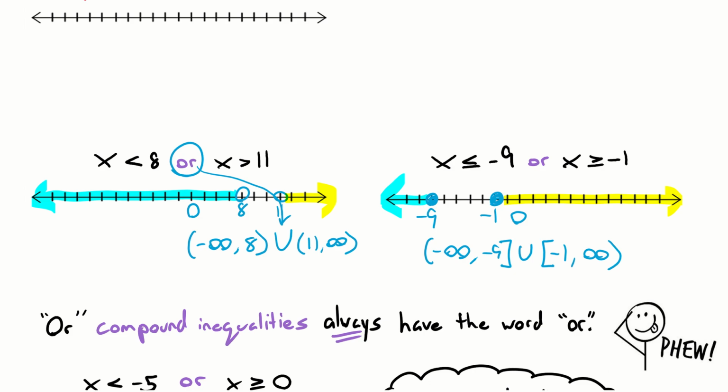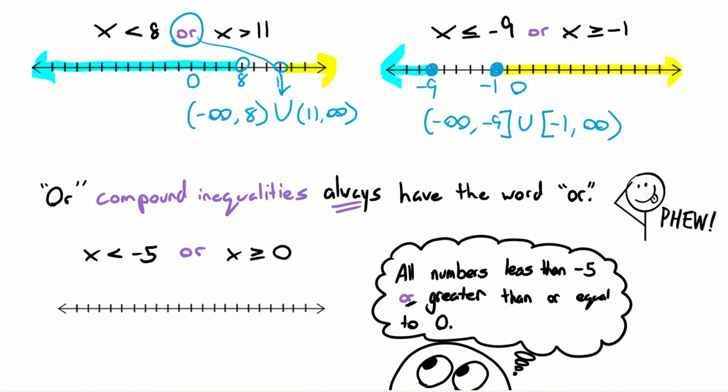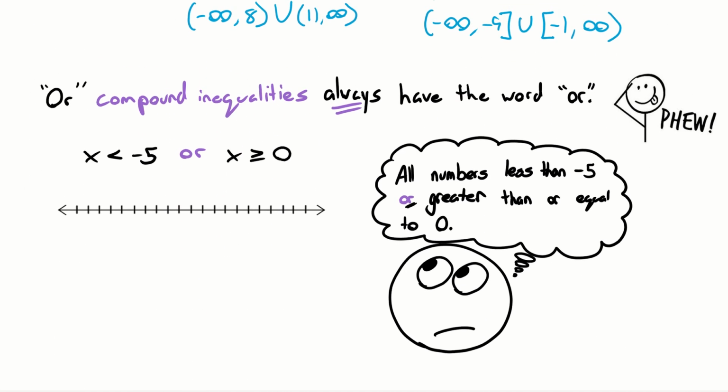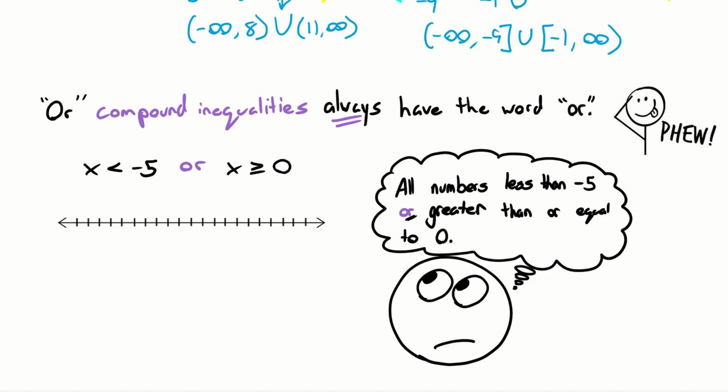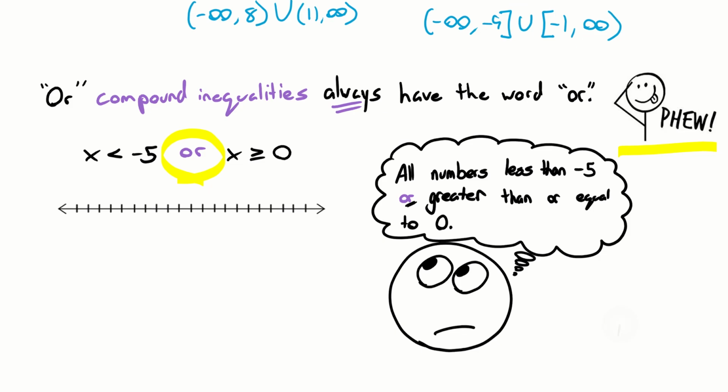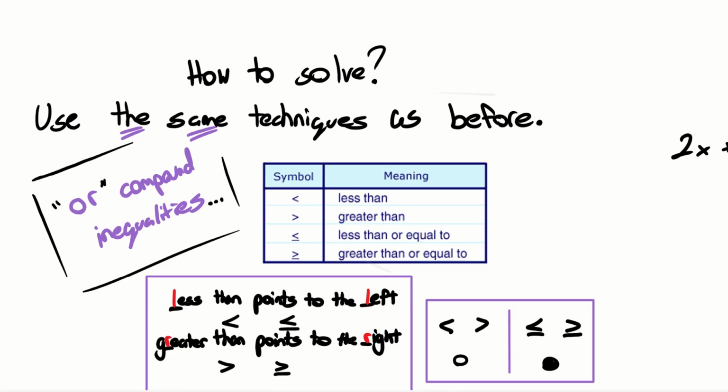All right, so now that we know how to graph it, and now that we know how to put it into interval notation, how do we solve them? Well, here's the nice thing. I'm going to say this one more time. If you can solve an inequality, you can solve a compound inequality. If you can solve an AND compound inequality, I promise you, you can solve an OR compound inequality. Because OR compound inequalities, they always will have the word OR between them. So thank goodness for that. You can always recognize an OR compound inequality because the word OR is literally going to be stuck in between two of them.